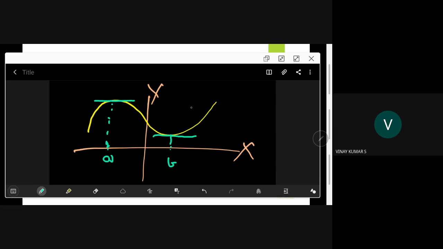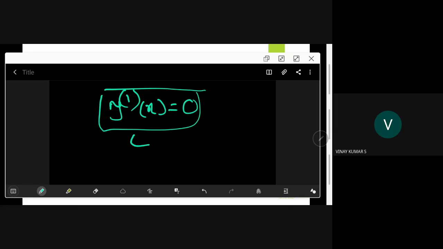So if you see this relation as y is equal to f of x, then what we are doing? You simply calculate y dash of x, make it equal to 0, and solve for x, and in such a case you will get two. In this above diagram you got two possibilities.